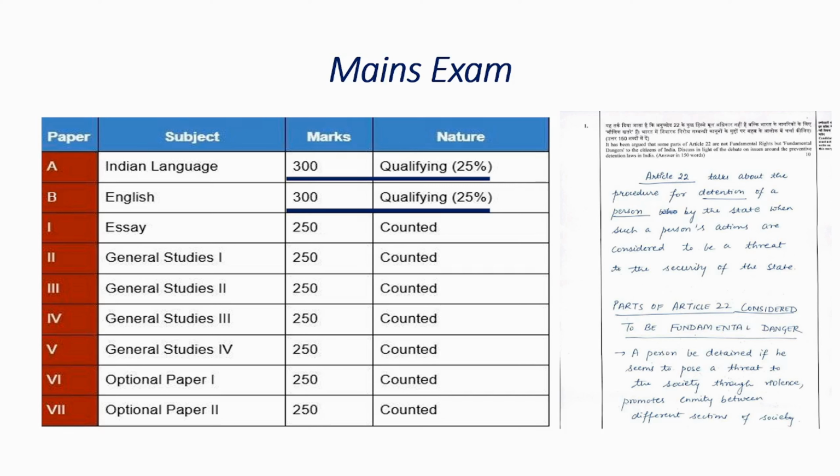No need to remember how much you are scoring. Now starts the actual mains exam. So from essay onwards, how much you are scoring matters. So 7 papers, each 250, is 1750. So your final evaluation will be done for mains on 1750.